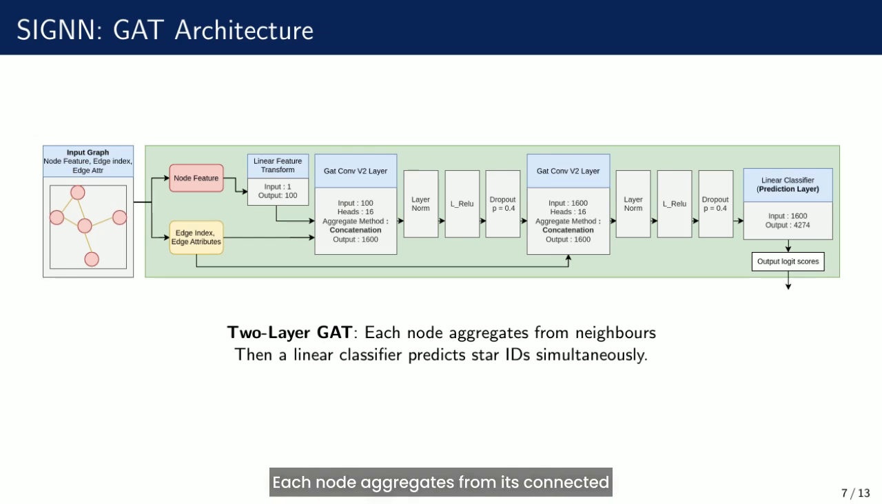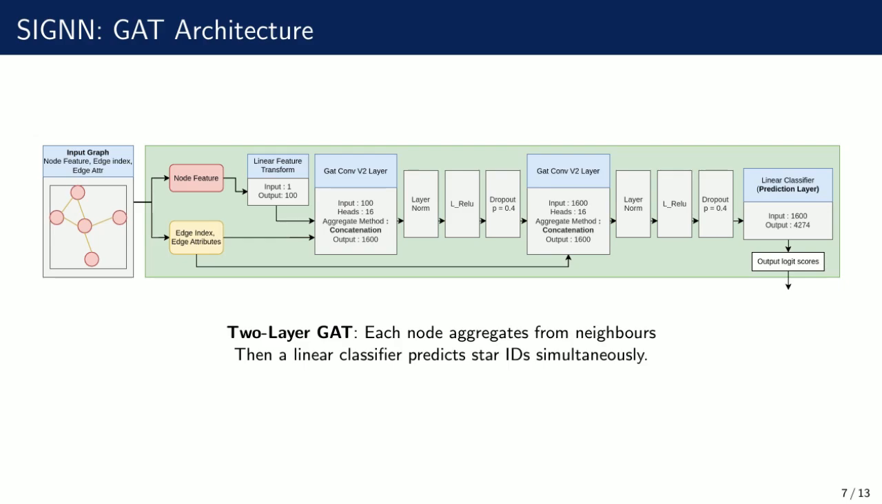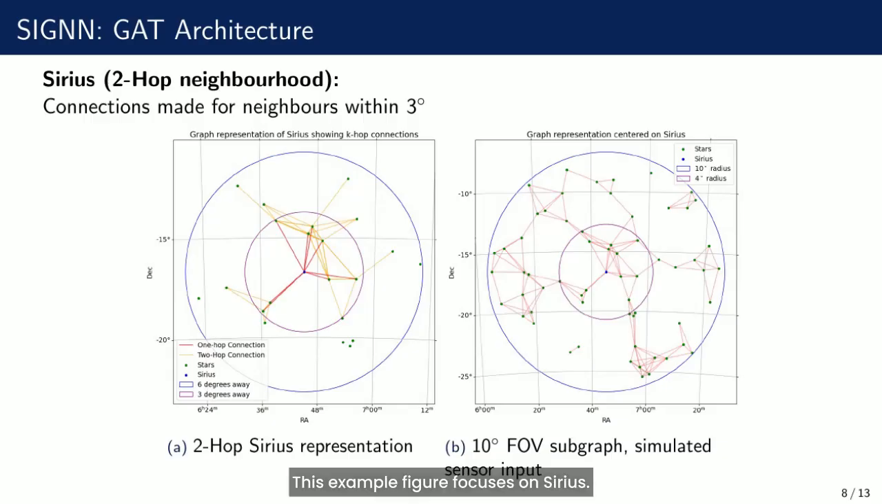Each node aggregates from its connected neighbors using learnable attention coefficients. After 2 such layers, a linear classifier is used to create node identities for each star in an input image. This example figure focuses on Sirius. Figure A shows the 2-hop neighborhood of Sirius itself, with red connections being direct neighbors and yellow connections being secondary neighbors. All the information from the connected nodes and edges is used in the representation and identification for Sirius.